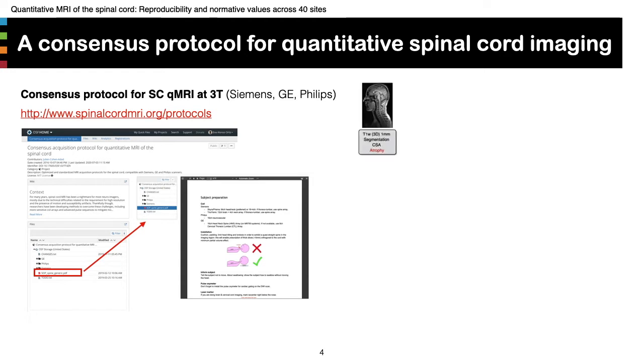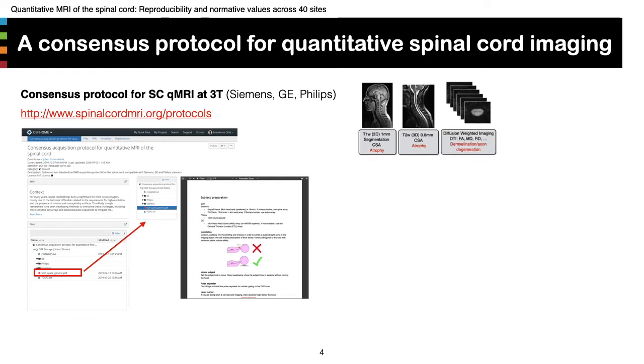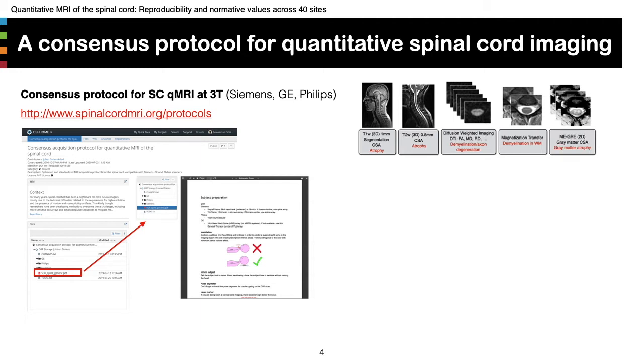The protocol includes a number of contrasts that can be used for quantitative assessment of spinal cord impairment, such as T1 weighted imaging, which can be used for measuring the spinal cord cross-sectional area, CSA, and T2 weighted imaging, which is also used for CSA measurement. CSA has been shown to be useful for assessing atrophy in the spinal cord, so that's why it was included. Diffusion weighted imaging is included for diffusion tensor imaging, which provides metrics that are sensitive to demyelination and axon degeneration. Magnetization transfer imaging is included as well. The magnetization transfer ratio is also sensitive to demyelination. And lastly, multi-echo gradient echo imaging is included for measuring CSA and gray matter, a metric that's useful for assessing gray matter atrophy in the spinal cord.